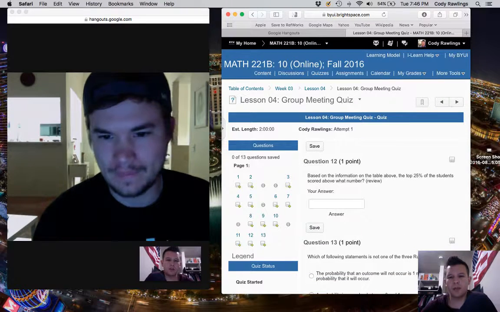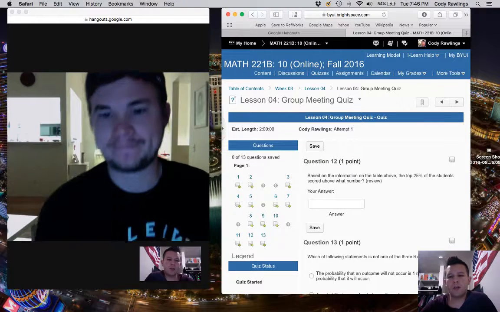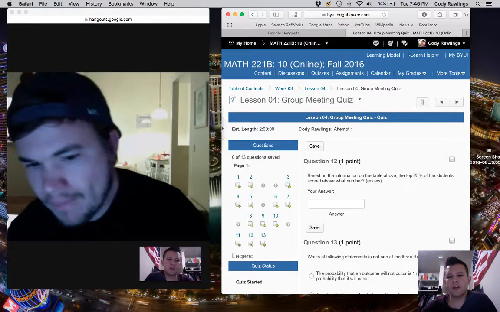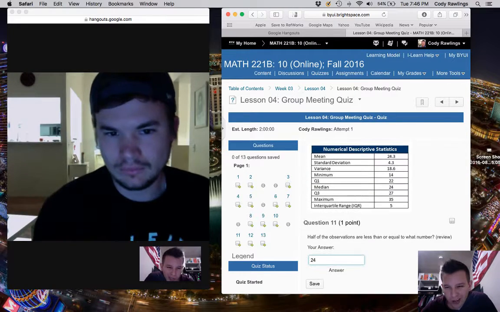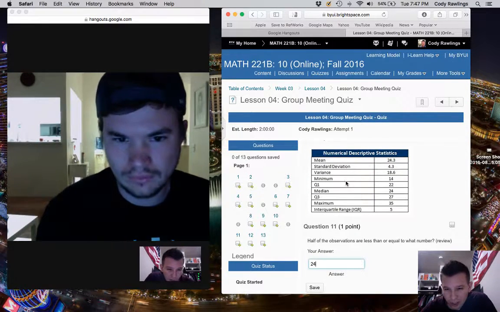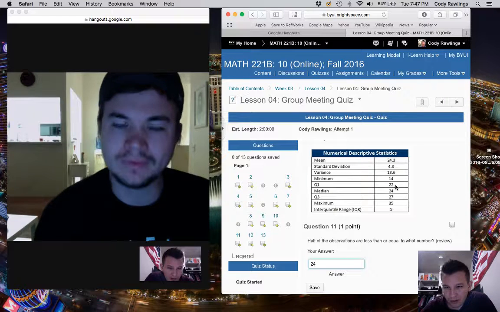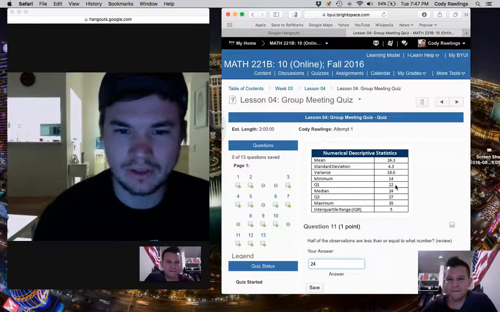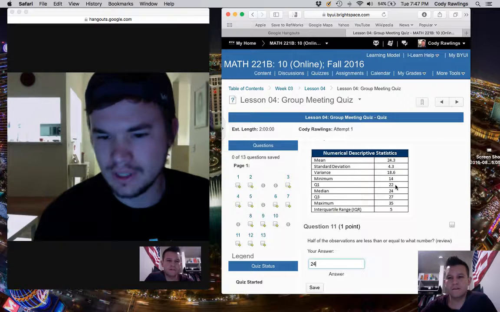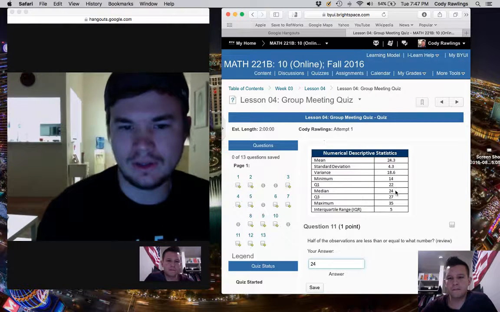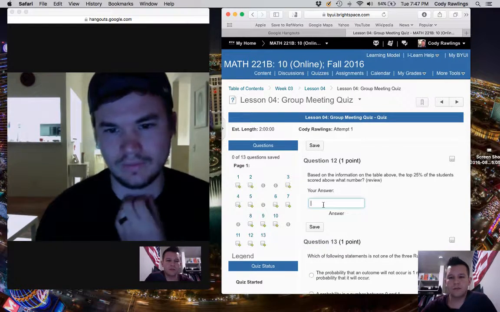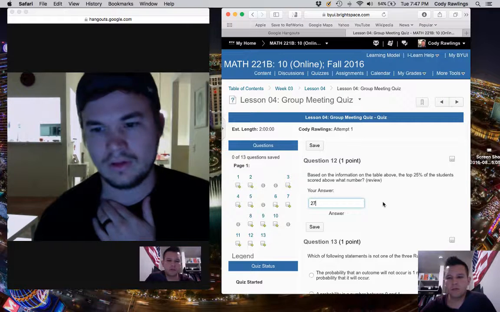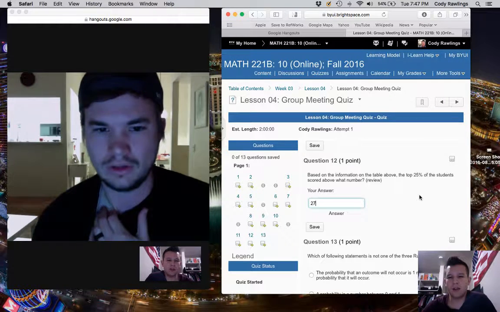Okay. So based on the information on the table above, the top 25% of the students scored above what score? So the top quartile is 1, right? Well, technically the 25% quartile is quartile 1, but because they're asking for the top 25%, you're going to go with quartile 3. That's the answer. Okay, 27. 75 to 100. Yeah. 12 is 27, right? Yeah, 27.